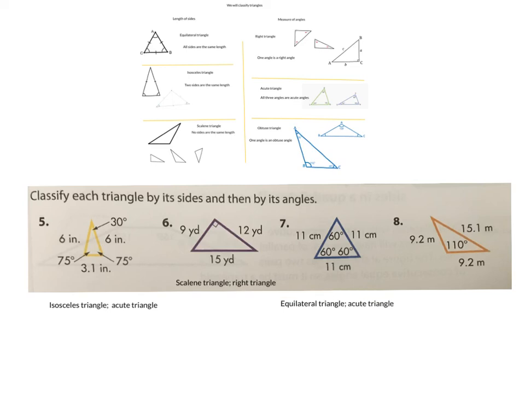Now let's look at our last example. If we take a look first at the sides, we notice that two sides are equal, and one side, of course, is not equal. So this is an isosceles triangle. Now let's look at the angles and classify it by the measure of the angle. And I notice that one of the angles is greater than 90 degrees, which is obtuse. So it has one obtuse angle. So this is an obtuse triangle.